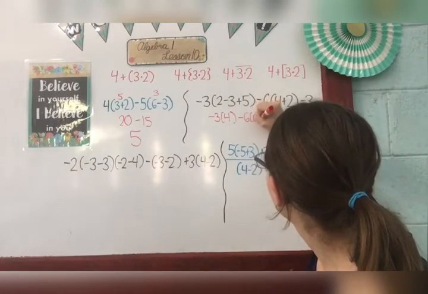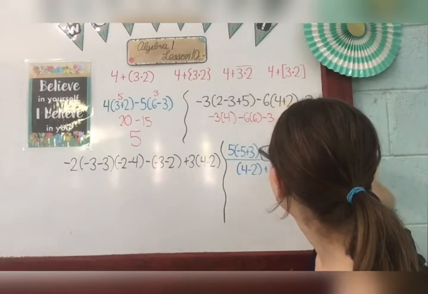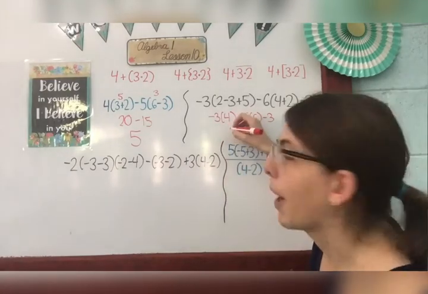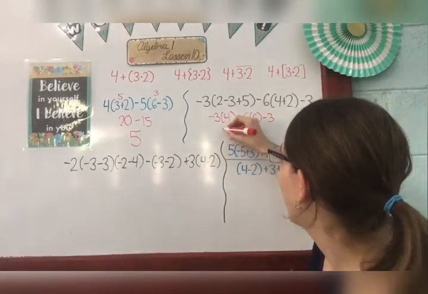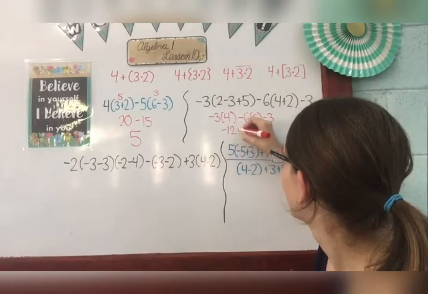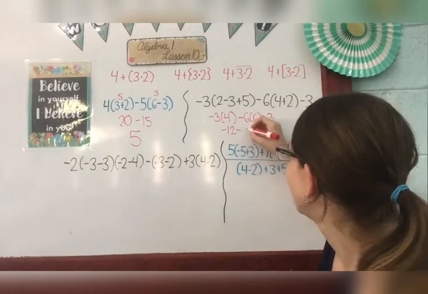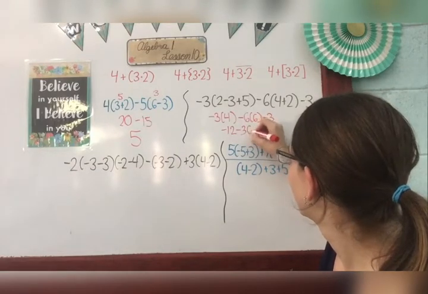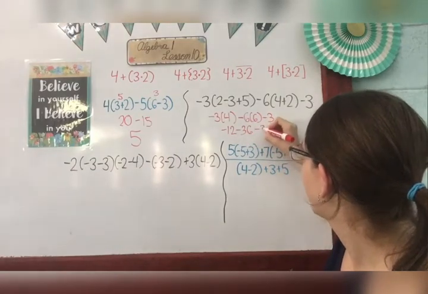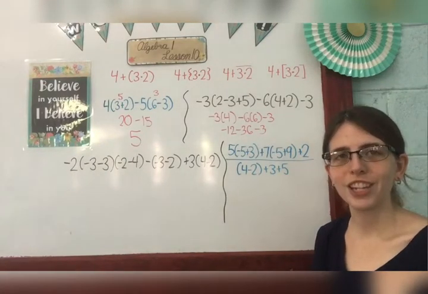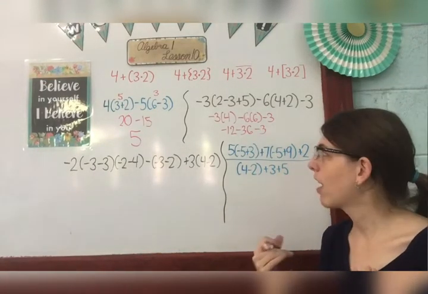So I have minus 6 times 6 minus 3. Negative 3 times 4 is what? Negative 12. Minus 6 times 6 is 36. Minus 3. All right, now we've gotten rid of all of our multiplication, so we can just add across.